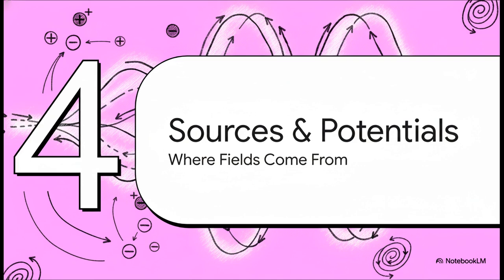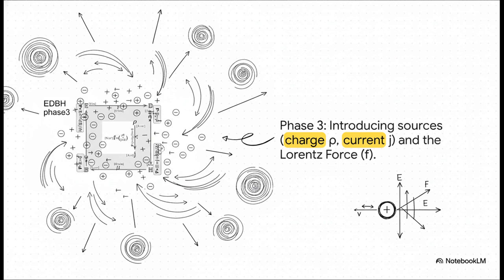All right, so where do these fields even come from? They don't just pop into existence. They're created by sources. So let's add the sources and their even more fundamental building blocks, the potentials, to our diagram. We place the sources right in the middle of our map. We've got electric charge density, ρ, and electric current density, J. These are the origin of everything. The fields literally emerge from them. And the diagram also shows the Lorentz force, F, which is the other side of the coin. It's how the fields then push back on the charges and currents.